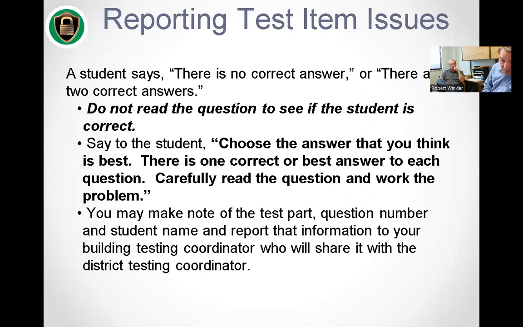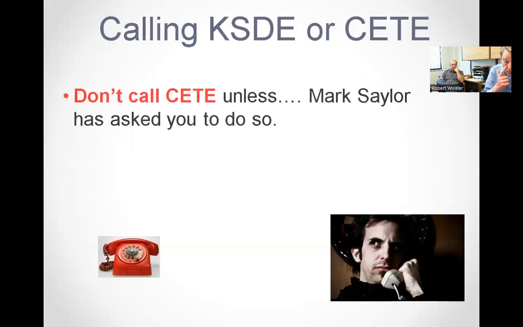You may take note of the test part, question number, and student's name, and report that information to your building test coordinator, who will share it with Mark Saylor. And Mark can then forward that over to CETE, and then they'll look at the item. Don't call KSDE or CETE. Part of the reason we say that is there are 300 districts in the state, and if they just received one call from each district, they'd be overwhelmed. So if you have concerns, questions, call Mark.